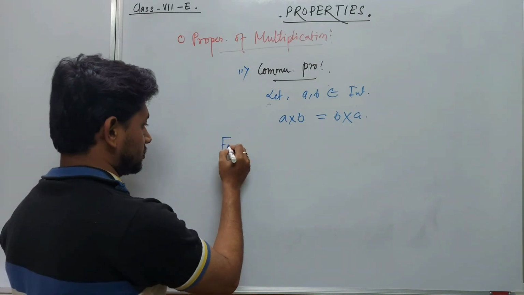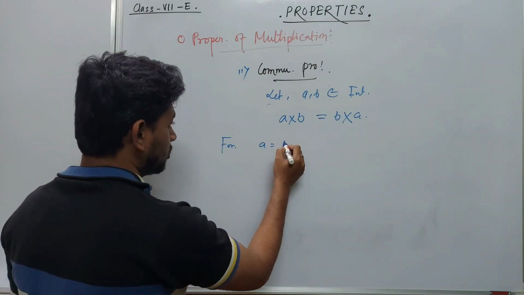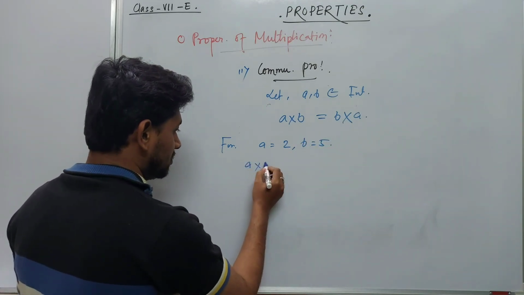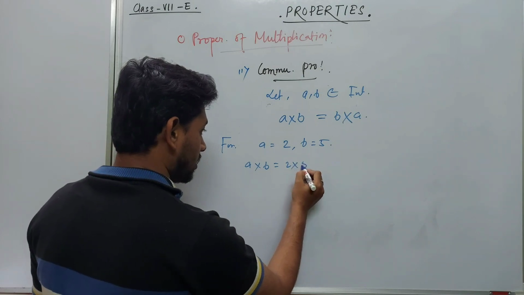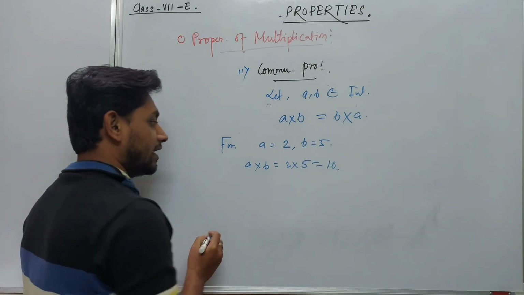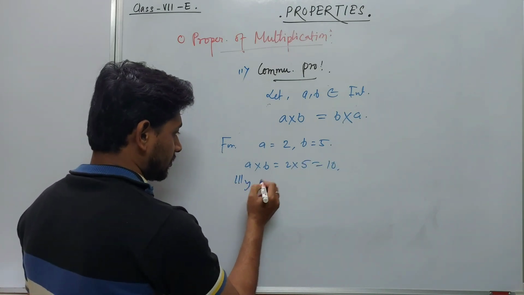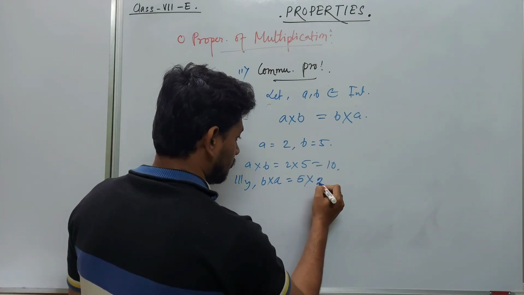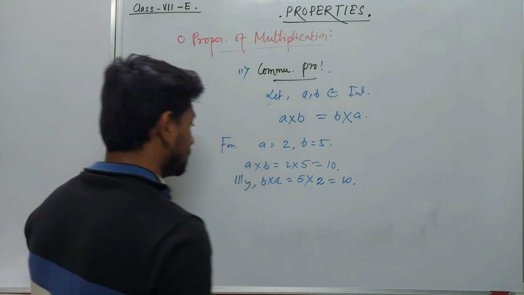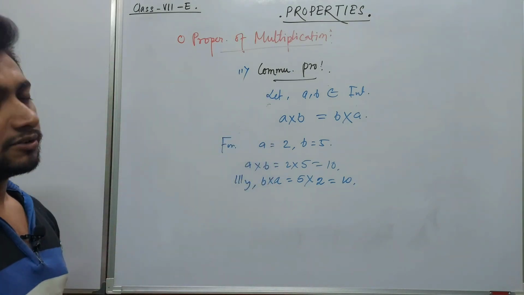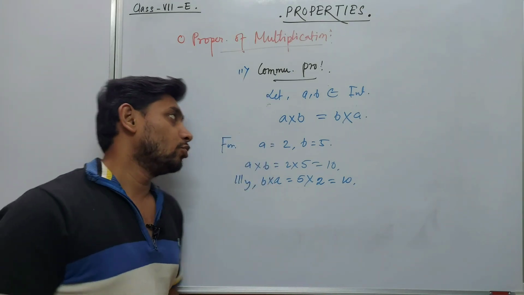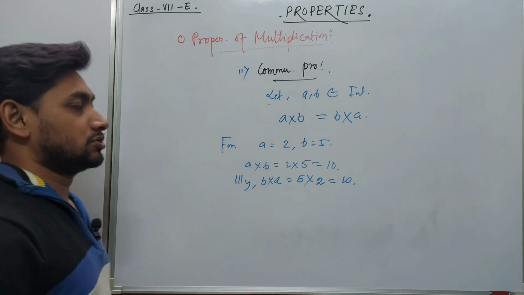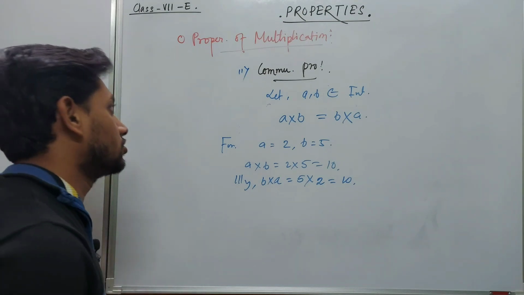For example, you can say a equal to 2, b equal to 5, then a into b, that is 2 into 5, that is 10, and similarly b into a equal to 5 into 2, that is 10, that is a into b is b into a. So we can say commutative property holds for multiplication.